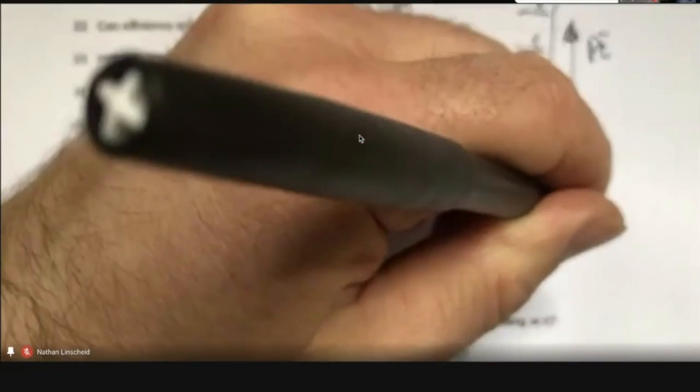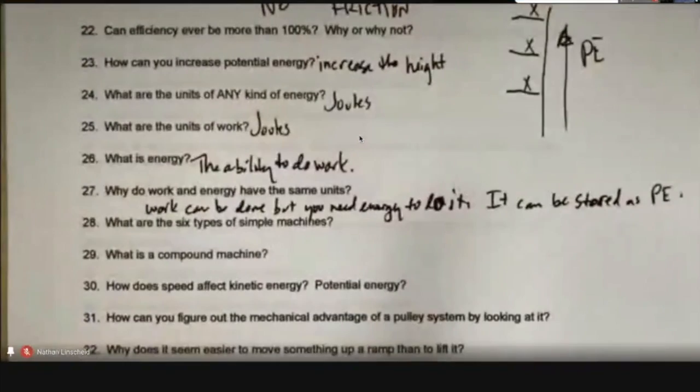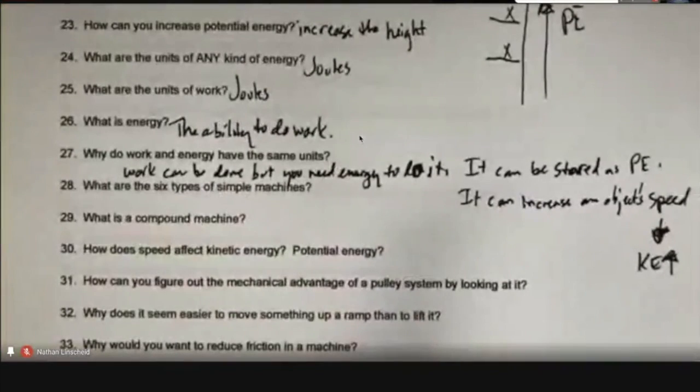It can be stored as PE, or you can do work on an object to make something go faster. You can increase an object's speed, therefore making KE increase. Okay. So, yeah, really work and energy are two sides of the same coin, so to speak.